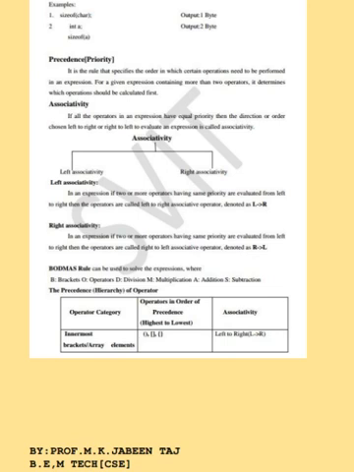Associativity is left associativity, right associativity. Left associativity: in an expression, if two or more operators having same priority are evaluated from left to right, then the operators are called left to right associativity. Associative operator denoted as L to R. Right associativity: in an expression, if two or more operators having same priority are evaluated from right to left, then the operators are called right to left associativity. Associative operator denoted as R to L.